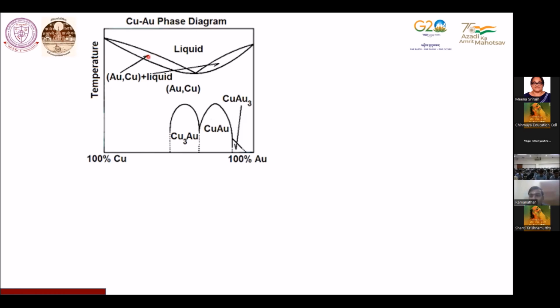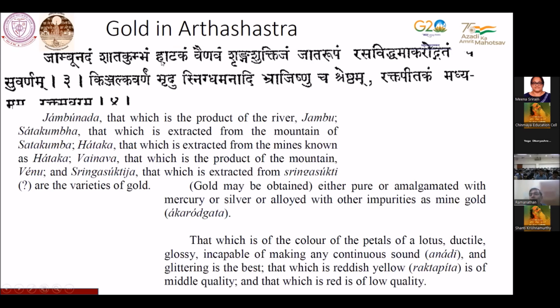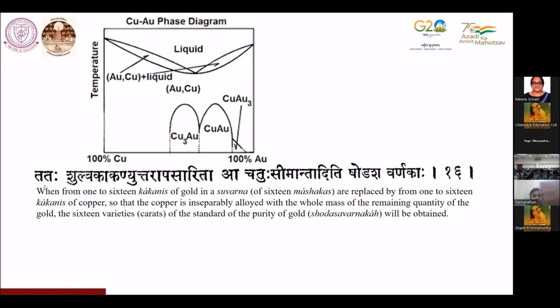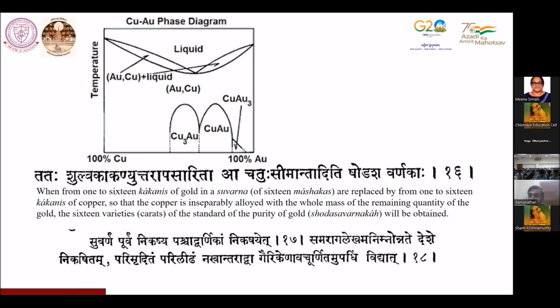I'm not saying that Arthashastra knew about the phase diagram, but it talks about so many types of gold. It talks about these 10 types of gold that I showed you in the previous shloka. And it further says: Tata Shulba Kakunya Uttarapasarita Chatussimantaditi Shodasha Varnakaha. The text talks about 16 different colors of gold. That is only made possible if I have different kinds of alloys. And not just that, it talks about how to detect it, because if you mix copper in different proportions, the gold quantity is getting changed.